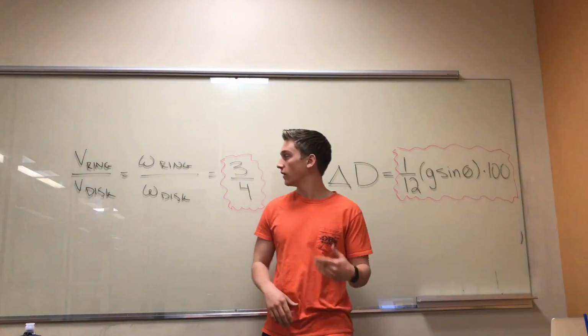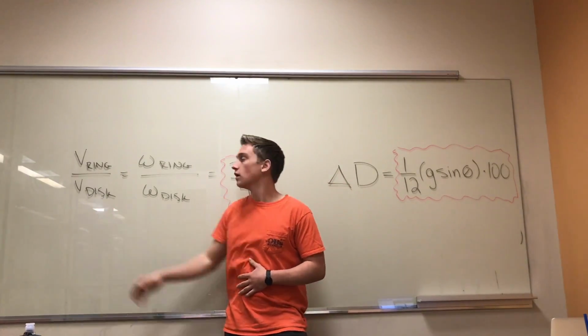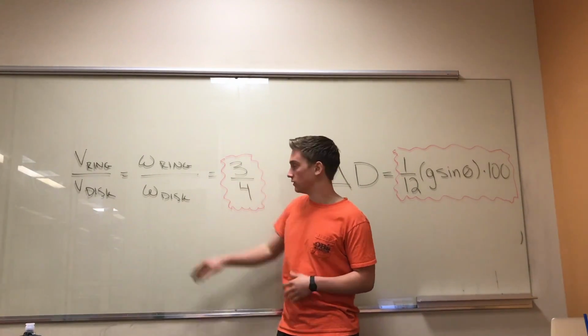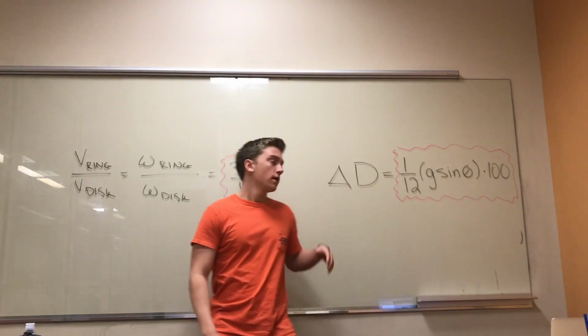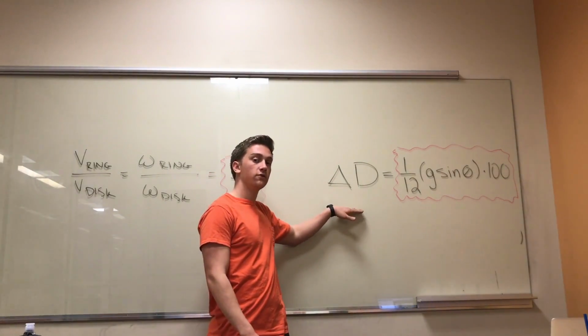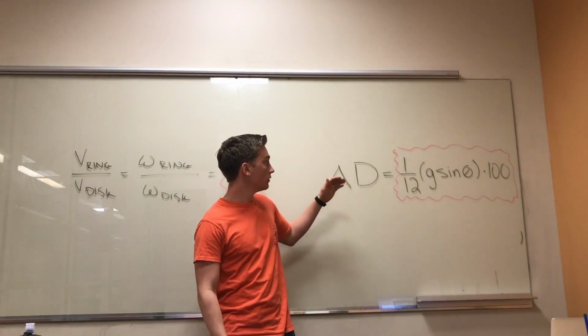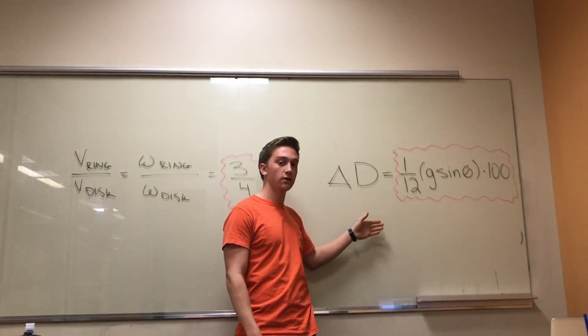That equals our delta d. We found that the ratio of the velocities is equal to the ratio of the angular velocities, which equals 3/4. And the change in distance after being released simultaneously, after 10 seconds, we found was 1/12 g sine theta times 100.